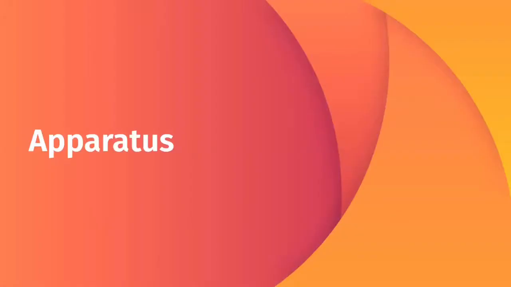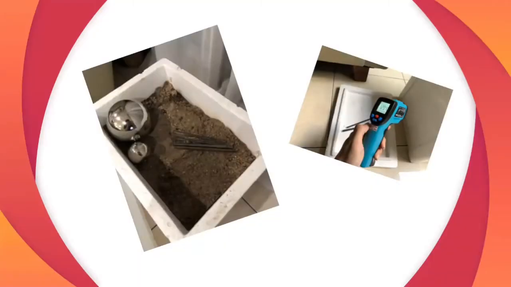Now, the apparatus for the experiment. The apparatus for the experiment is shown in the picture. There is a styrofoam box, soil and sand mixture as the medium, the sphere and cylinder specimens that come in two different sizes, and the digital infrared thermometer which will be used to take the temperature measurement. And the apparatus will be shown better in the following video.